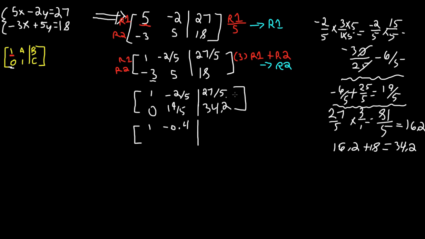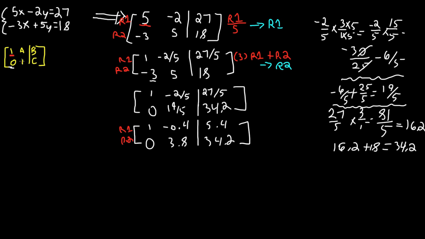27/5 is 5.4. And this is just 0. 19/5 is 3.8. And this is 34.2. Okay, we got our 0. That was a bit of a tackle, but we got it. So now, what is our next goal?